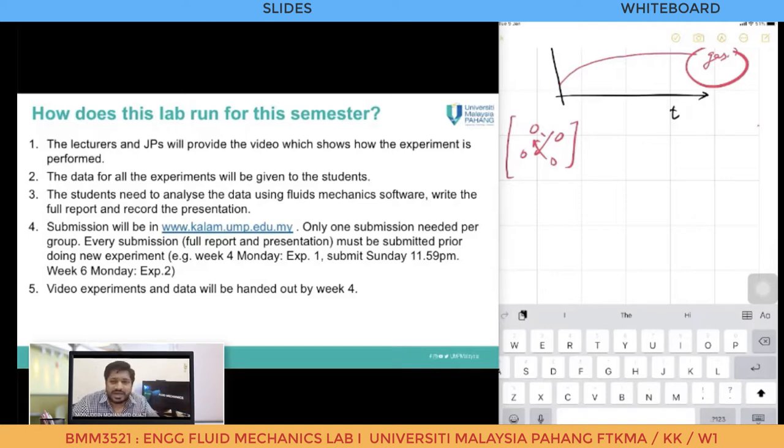Submission will be in Kalam. If you can open your Kalam, all the five experiments have been listed, and for those five experiments you have to submit the long report and a video report that I will show you later. Only one submission is needed per group, so one group, one submission. Every submission is a full report and presentation.